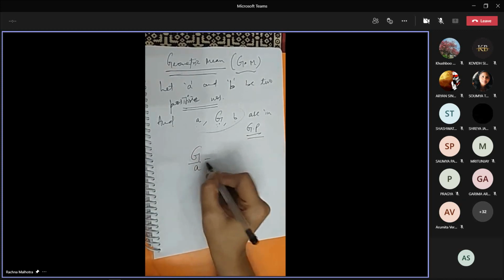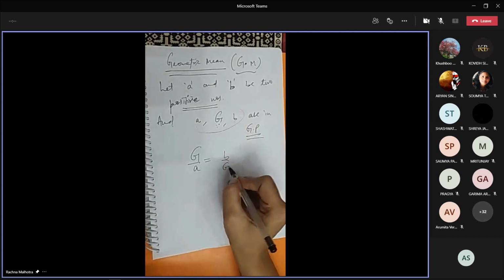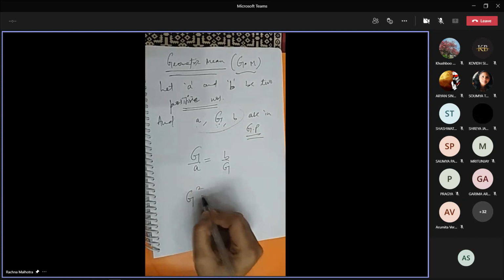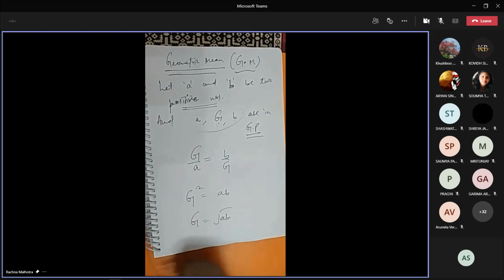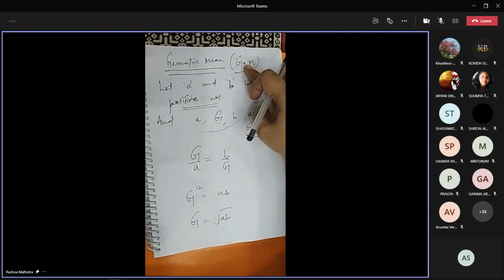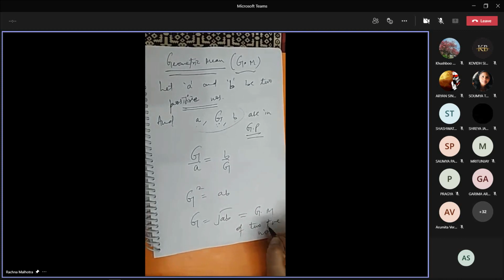Okay, what happens then? G by A, if they are in GP, what happens? What is the concept of GP? G by A equals B by G, so you can cross multiply. G square equals AB, and you can write G is under root AB. Do not write a negative sign here because we are talking about geometric mean. So negative we will not consider. So this is called the geometric mean of two positive numbers. This is the geometric mean.